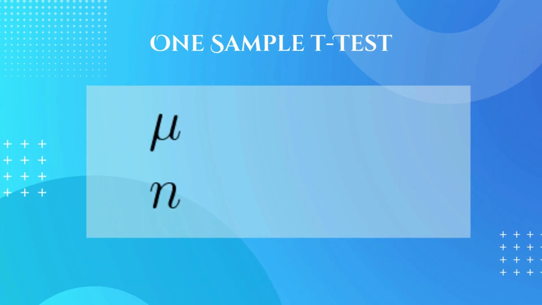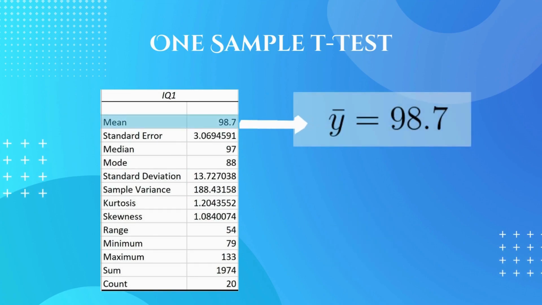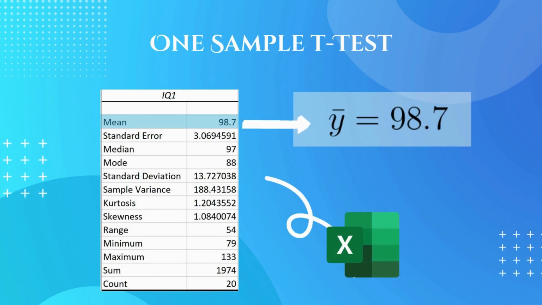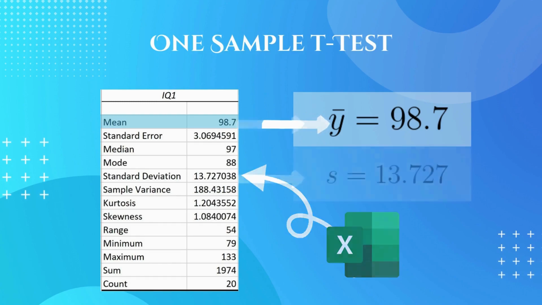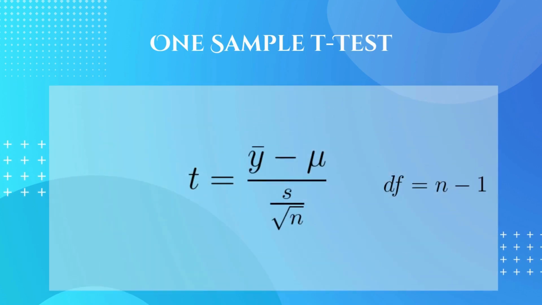Let's relook at the t-test test statistic. We know mu and n. However, we don't have the sample mean, y bar, and the standard deviation, s. Again, we can use Excel to calculate the sample mean. The sample mean is found to be 98.7. We can also use Excel to find the sample standard deviation, which we find to be 13.727. Excellent! Now we have everything to calculate the test statistic.